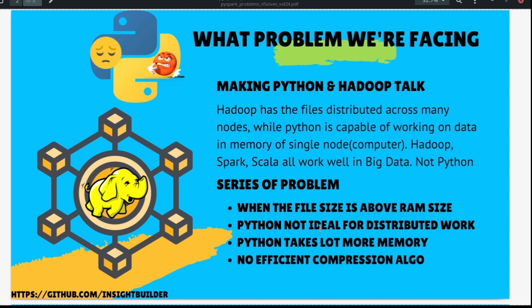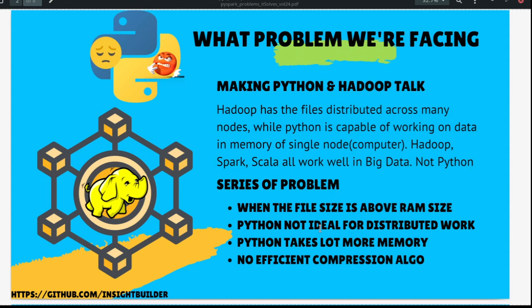So let me tell the series of problems that come into the picture. When the file size that you are going to process increases above the random access memory size of your server, then you will need distributed services or a file system like Hadoop. Python, as I explained, is not ideal for distributed work. Why? It takes a lot more memory, and making it work with files located at different nodes can become very cumbersome. And it also does not have a very efficient compression algorithm to work with these kinds of files.